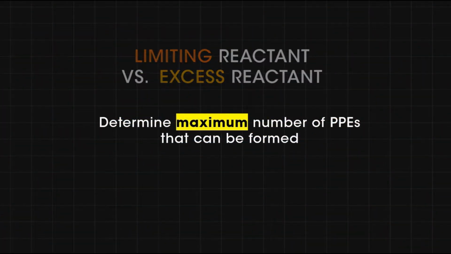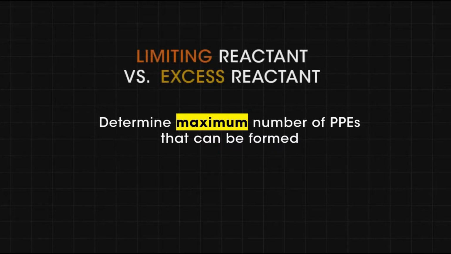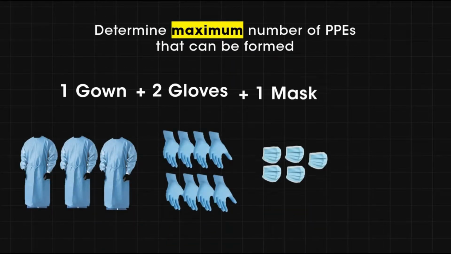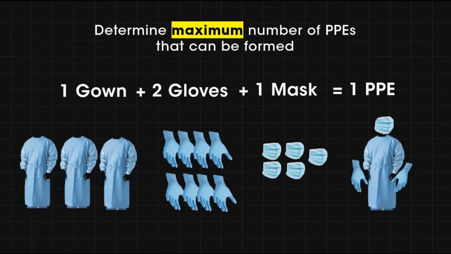We could better understand the limiting and excess reactant if we picture it this way. Let us determine the maximum number of PPEs that can be formed if it will take 1 gown, 2 gloves, and a single mask to create 1 PPE.